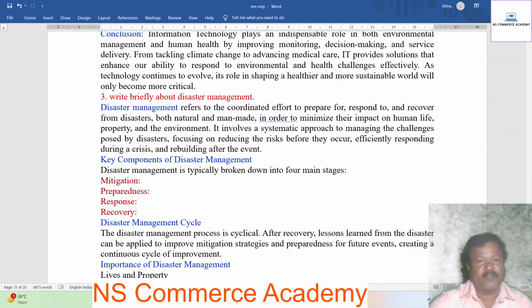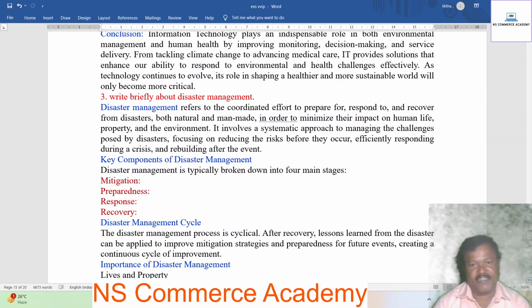Next, to write briefly about disaster management. Disaster management refers to the coordinated efforts to prepare for, respond to, and recover from disasters, both natural and man-made, in order to minimize their impact on human life, property, and environment. It involves a systematic approach to managing the challenges posed by disasters, focusing on reducing the risk before they occur, efficiently responding during a crisis, and rebuilding after the event. Key components of disaster management are mitigation, preparedness, response, and recovery.